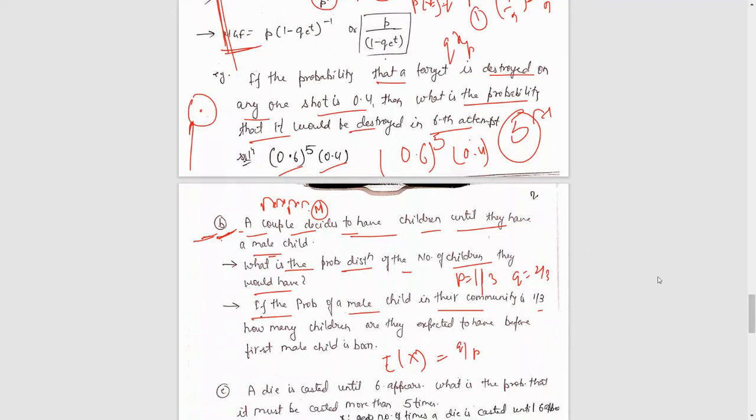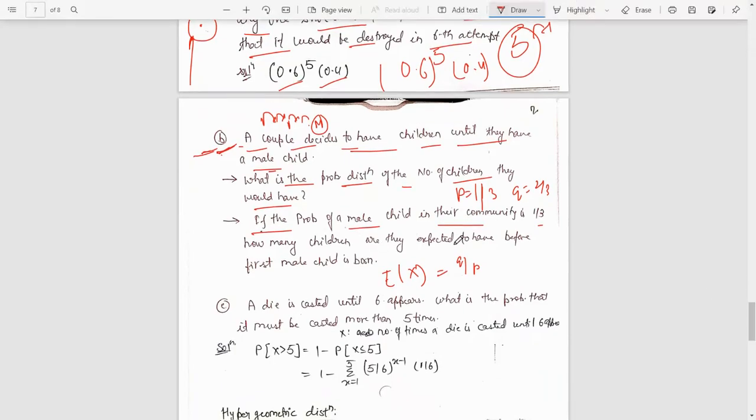Because it is not asking about a probability, it is asking about the expected number of children. Here q is equal to 2 by 3 and p is equal to 1 by 3, so in that case it is equal to 2. On average, if the probability of a male child in the community is 1 by 3, they are expected to have 2 children before their first male child is born. So 2 is the answer. I'm not stating this as a real fact, but this is the answer you get for this question.